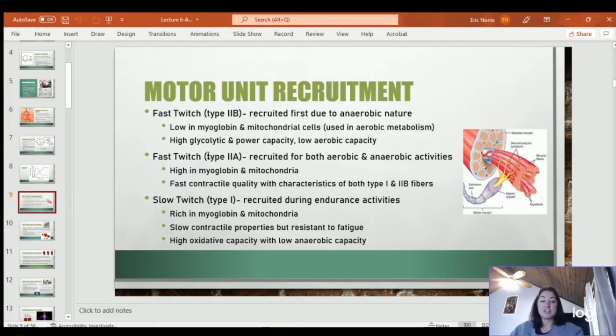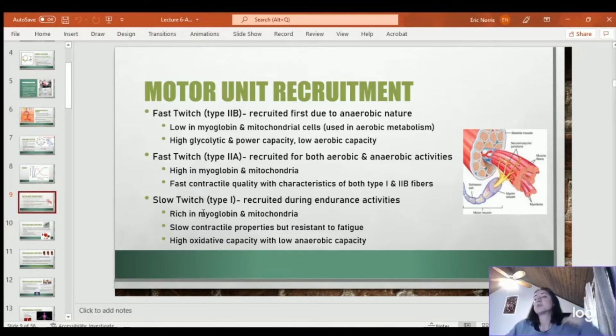Then the fast twitch fibers that are type 2A can be recruited for both aerobic and anaerobic activities. They are high in myoglobin, but they're also high in mitochondria. They are quick to contract, and they have characteristics of both type 1 and 2B fibers. So they're kind of the cross bridge, which is that middle system, the anaerobic glycolytic system, which kind of starts a little bit later and transitions from anaerobic to aerobic metabolism.